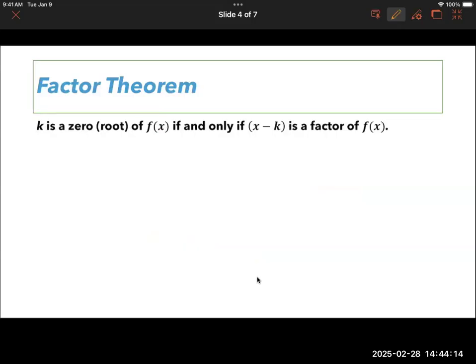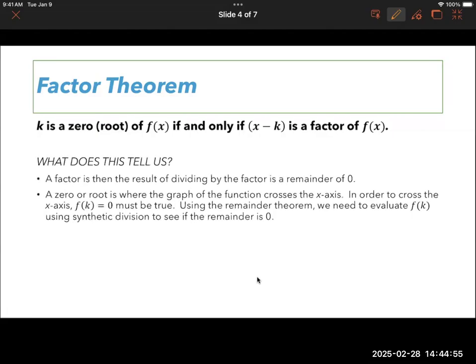Another theorem that can be helpful is called the factor theorem. And the factor theorem says that your k value from x minus k is going to be called a zero or root, depending on your class, your teacher, your textbook, of the f of x polynomial function, if and only if x minus k is a factor of f of x. So if you can show that x minus k is a factor of f of x, you call k the root or the zero of the f of x, and vice versa.